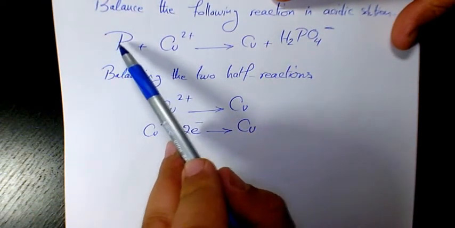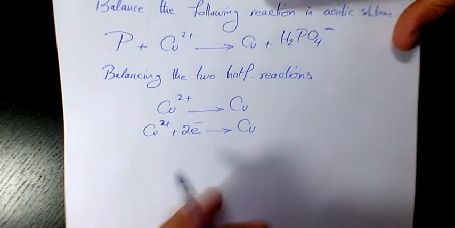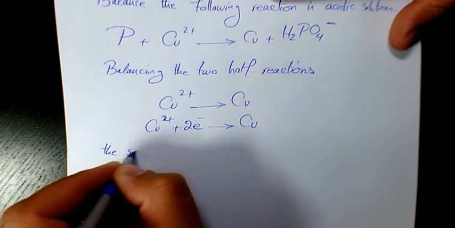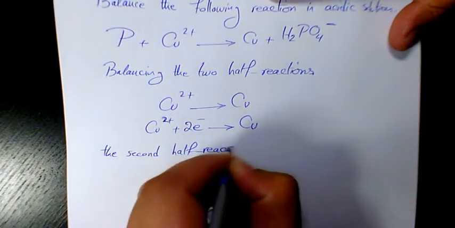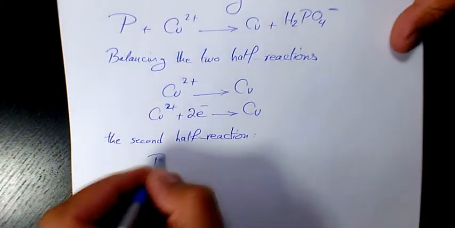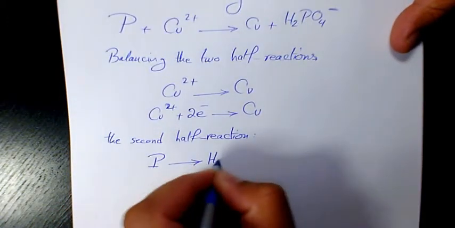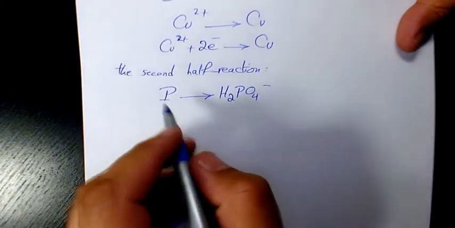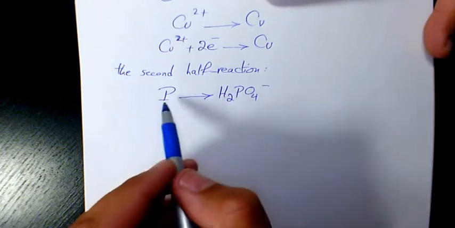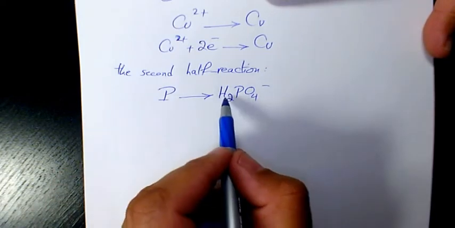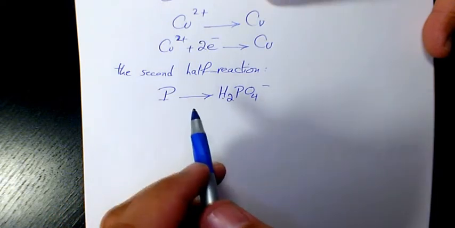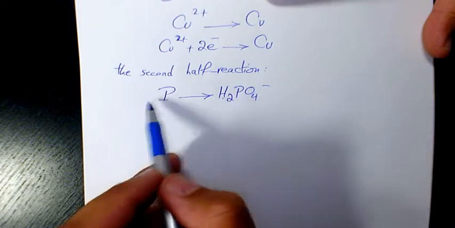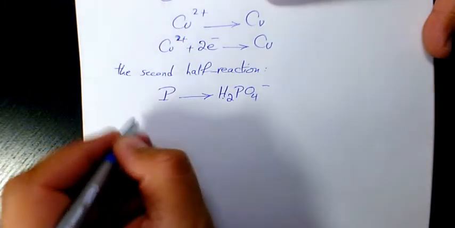The other half reaction is P and H2PO4- here. So the second half reaction is P gives us H2PO4-. So what we need to do, we need to balance here. P and P are balanced. Here we have hydrogen and oxygen. We need to add the same thing on the reactant side. So we have 4 oxygens here, so it's better to add 4 water molecules on the left hand side.